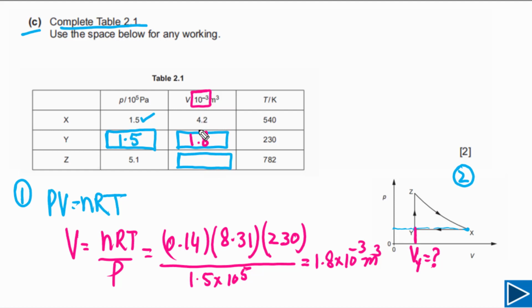Now we need to find out value of V at Z. If you look at this one, from Y to Z, there is no change in volume. So volume stays constant, but P is increasing. So simply we can say Vy is equal to Vz. We can read this one simply from diagram. So value of V at Z is also equal to 1.8 times 10 to negative 3, and that is the answer. This question has 2 marks. If you have got right value of the P, you will get 1 mark, and this is the mark. And if you have got these 2 values right, you will get the second P mark. So this is second P mark.